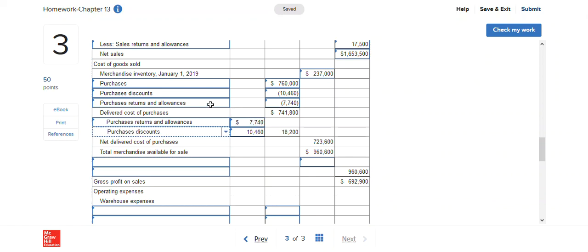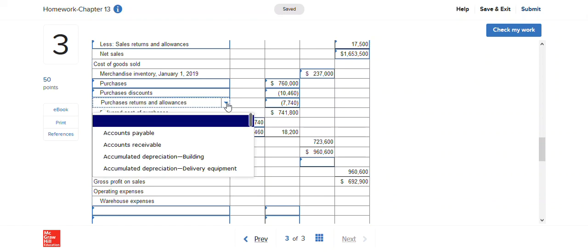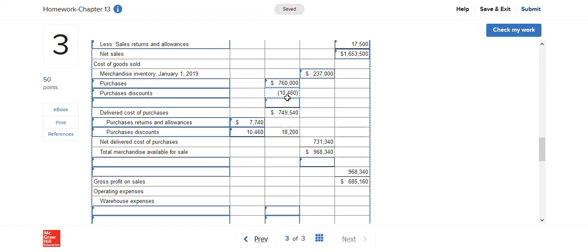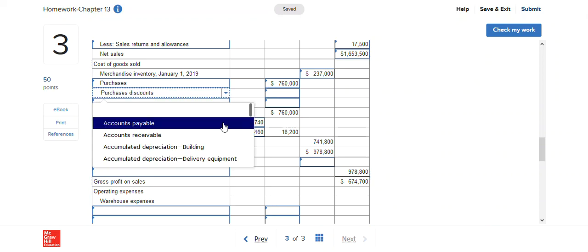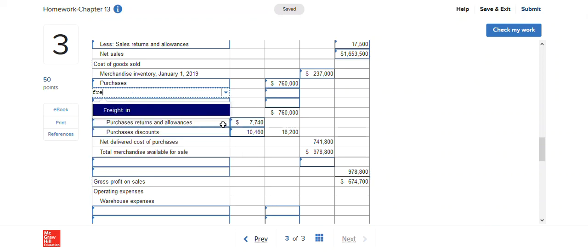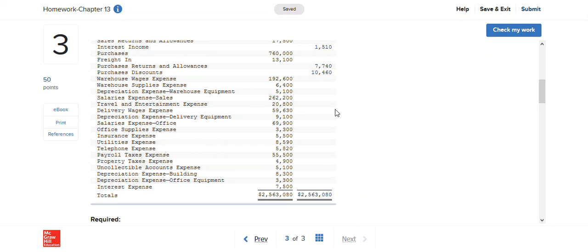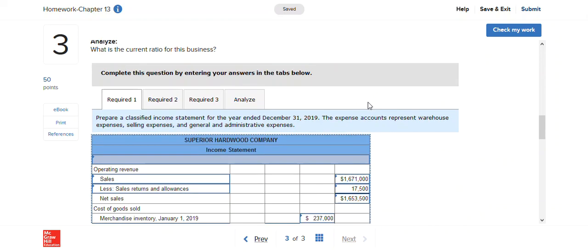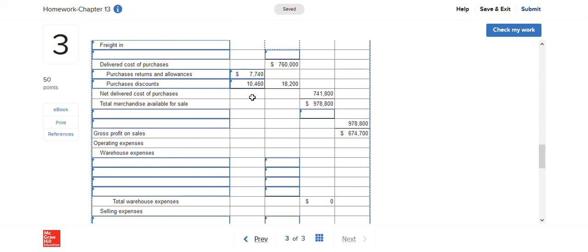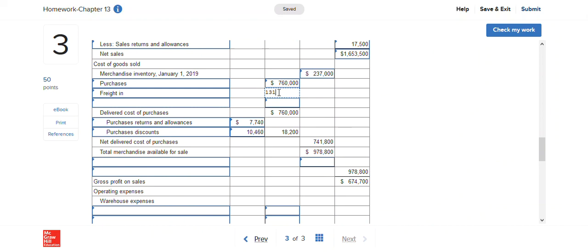All right, let's get rid of this one. And that one. And let's put our freight in here. I think that'll fix our problem. It'd help if I paid attention to the chart above. All right, freight in, $13,100. And that should be added to your purchases because that increases the cost of the purchases. So there's our purchases and our freight in. And then we're going to subtract down here the purchase returns and allowances and purchase discounts, and that'll give us the net delivered cost of purchases.